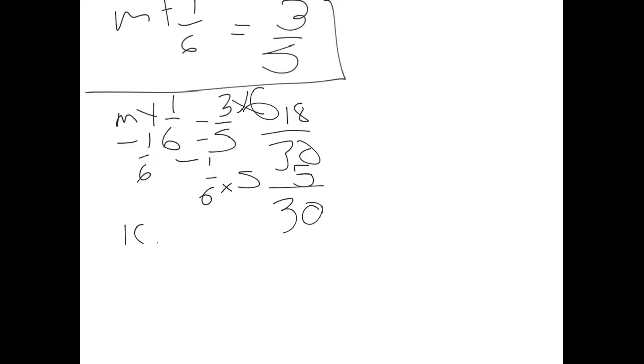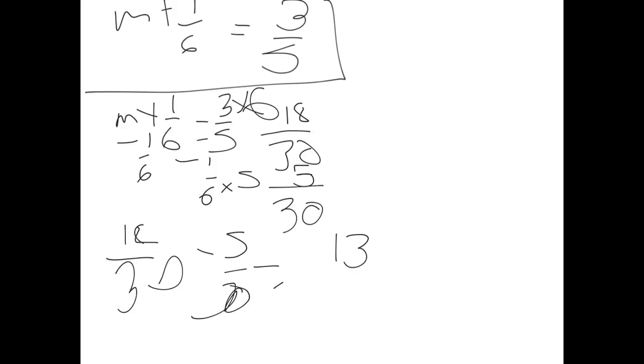Sorry. 18 over 30 minus 5 over 30 equals 13 over 30.